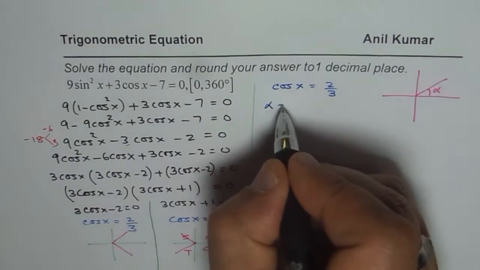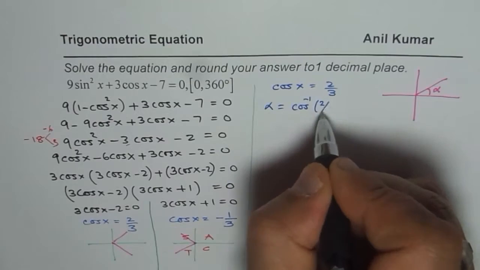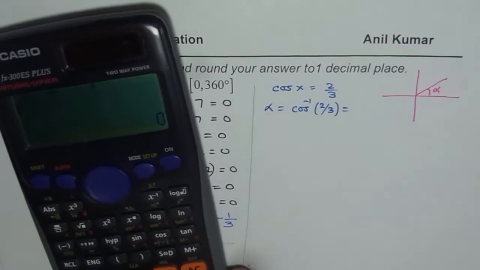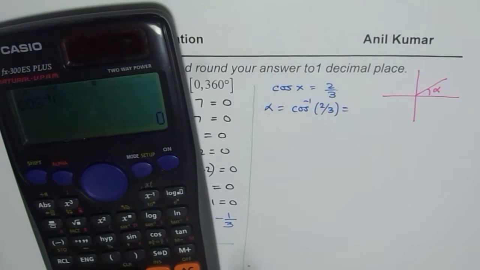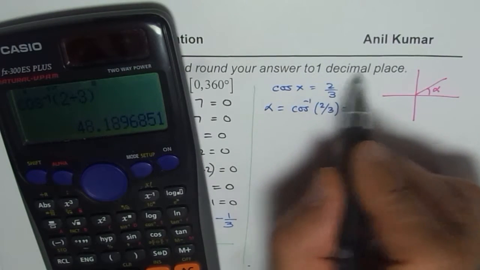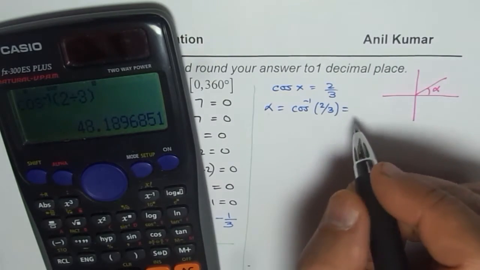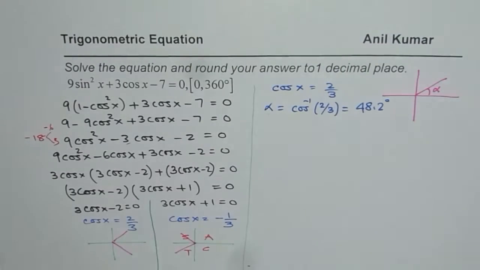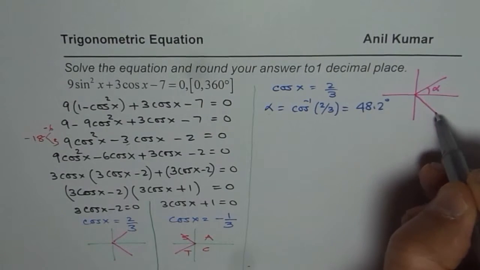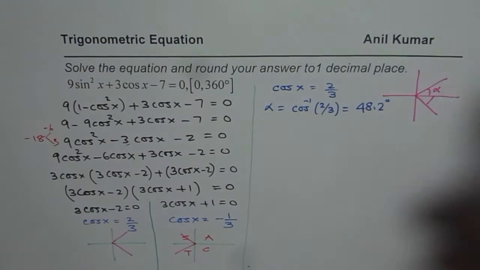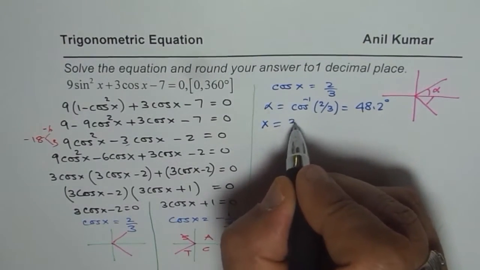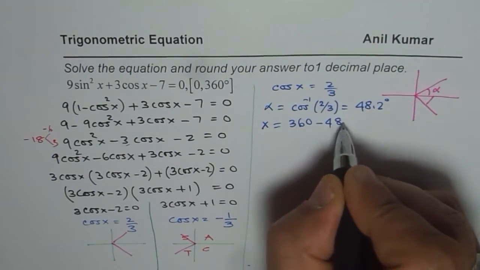So we say acute angle alpha equals cos inverse of 2 over 3. And that is equal to, let's use the calculator, and I hope it is in degrees. So we have cos inverse of 2 over 3, 2 divided by 3, which gives us 48.18. One decimal place, so I'll round it to 48.2. So we get 48.2 degrees. Makes sense. So that is one angle, which we have already got. The other angle is in the fourth quadrant, which should be 360 minus 48.2.